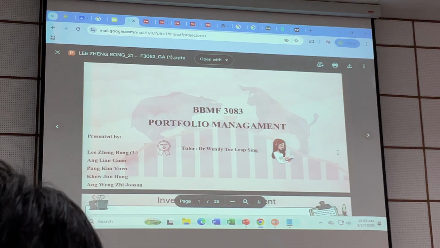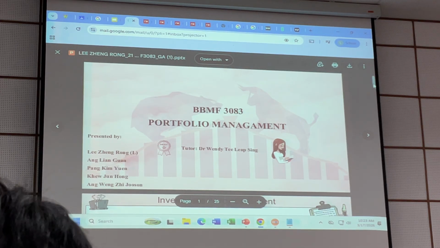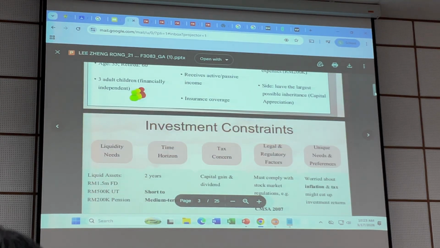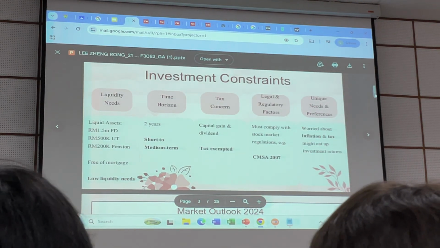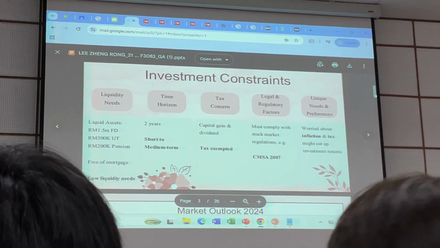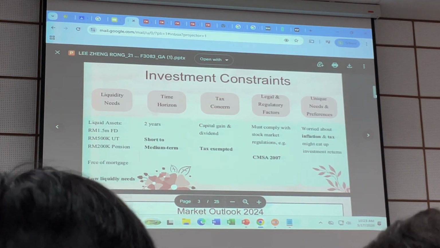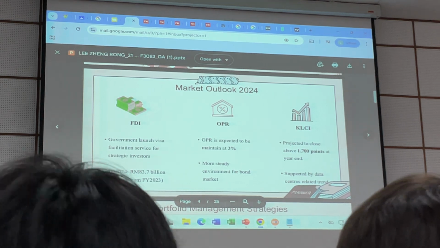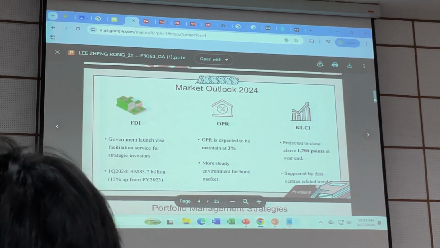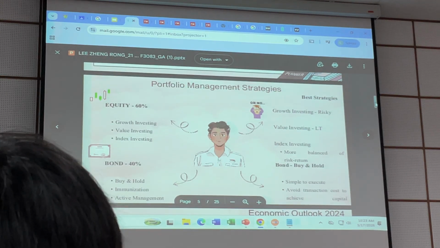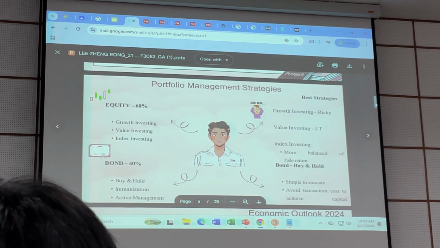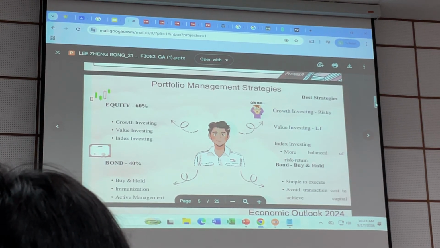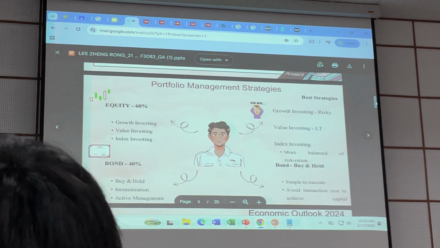So this is a slide that my student previously presented to me. 20 slides, 25 slides. Investment policy statement: don't list the investment constraints in detail, very simple, just give me liquidity need, time horizon, tax concern, all of this. Market outlook, this is 2.4, you put it at 2.6. You compare interest rate, KLCI, FDI. You also look at the portfolio strategy, whether growth, value, index, bond, buy, hold, percentage of equity, 60-40, which one is best suited for Mr. Lee?